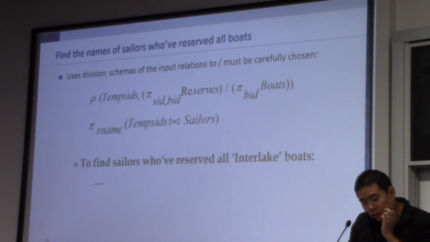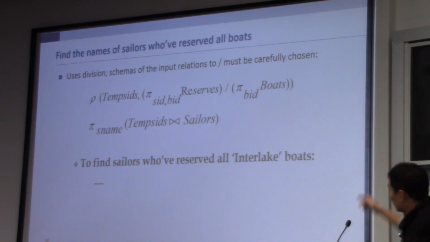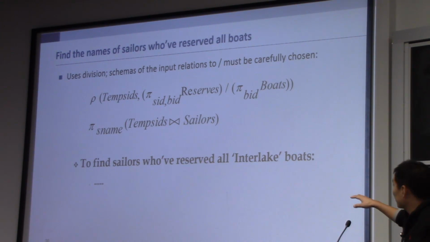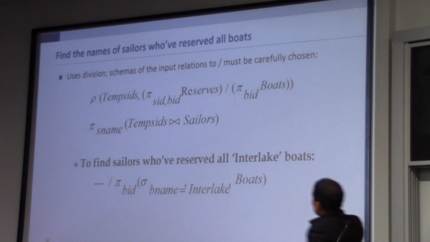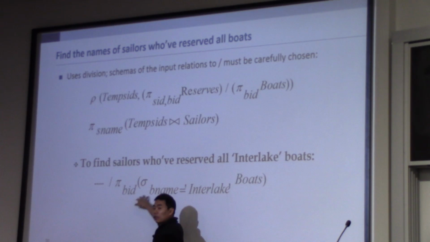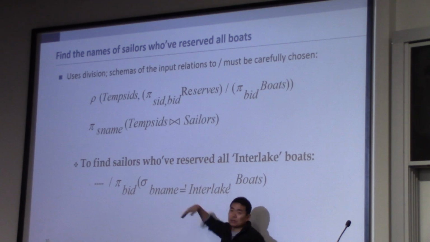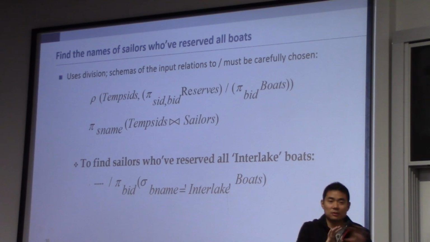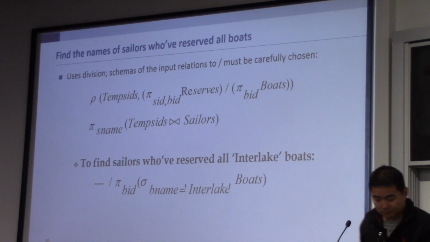So find the sailor who reserved all interlake boats. Everything stays the same except that before you project out the boat ID, you want to do a selection using the interlake condition. That's all. The rest stay exactly the same.